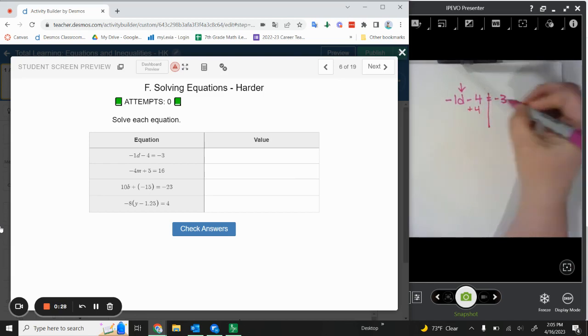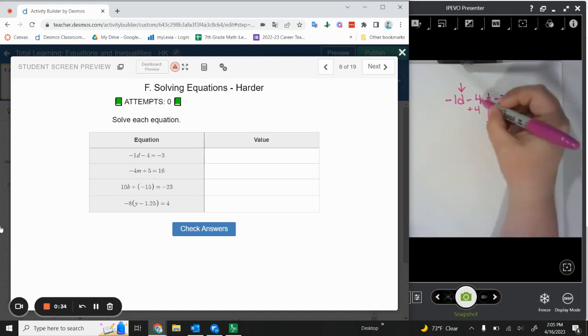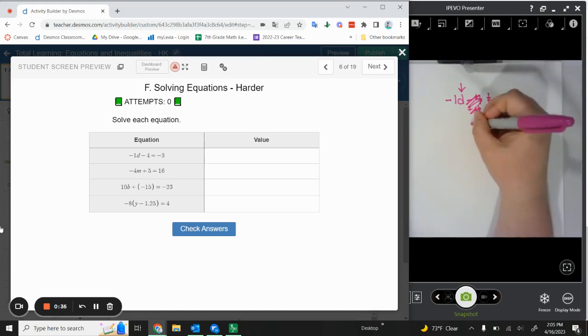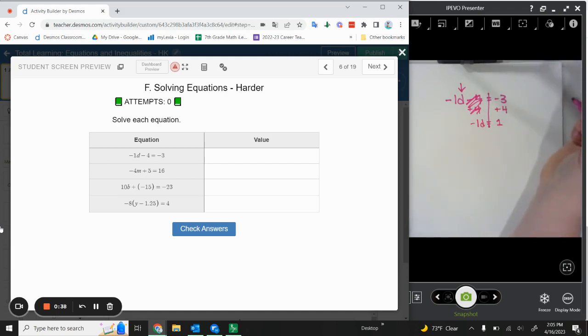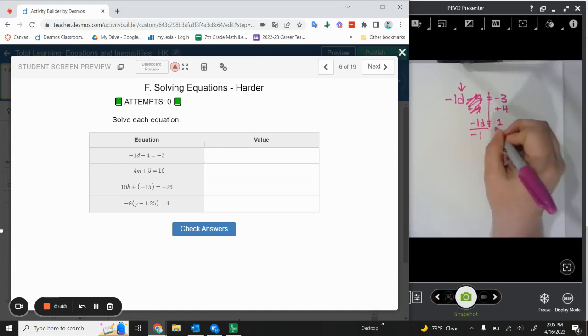To get rid of a -4, I'm going to add 4 to both sides. This says -4 plus 3, which is equal to +1. Those 4's are eliminated, however, I still have -1d. To get d by itself, I need to divide both sides by -1. A positive divided by a negative, I know, is equal to a negative. So that answer there is going to be a -1.